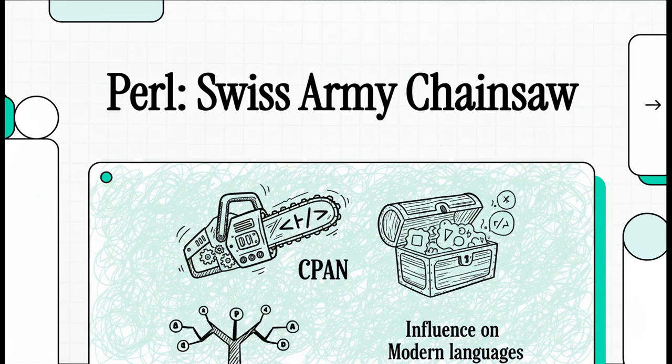You've probably heard the nicknames. It's been called the Swiss Army chainsaw of scripting languages. And my favorite, the duct tape that holds the internet together. We're talking about a language that basically built the early web, but is often kind of misunderstood today.